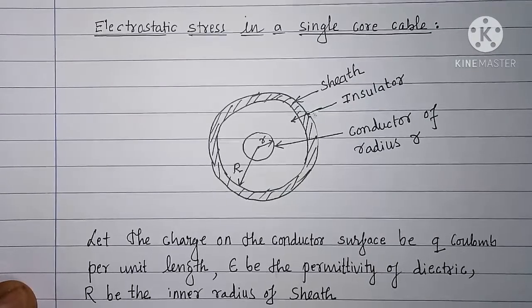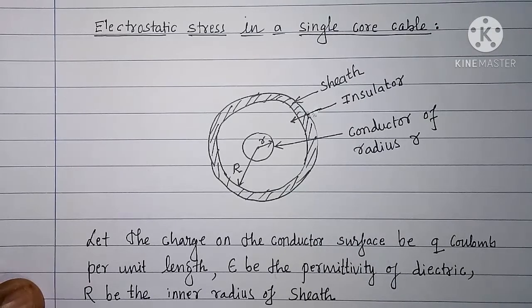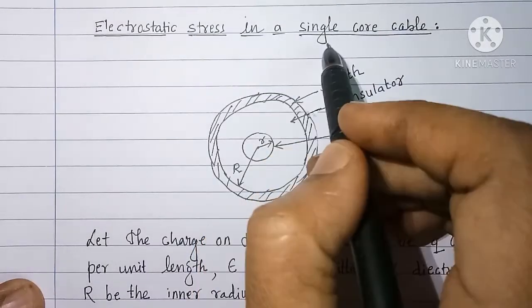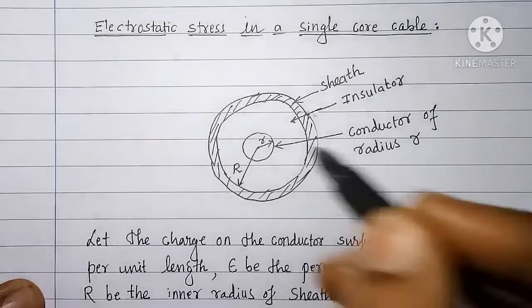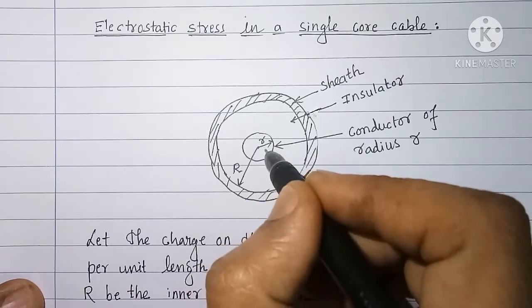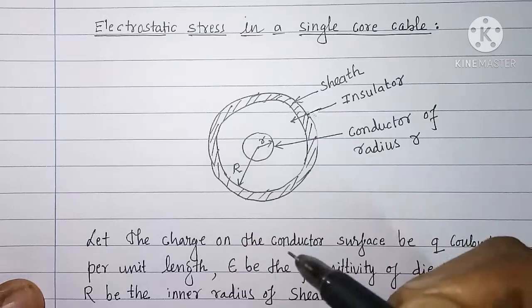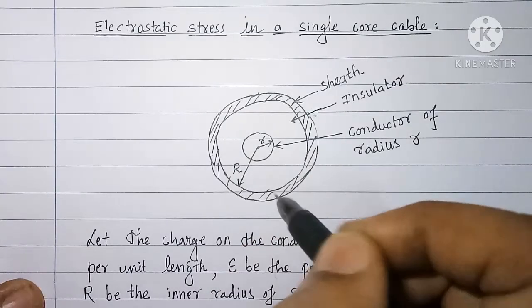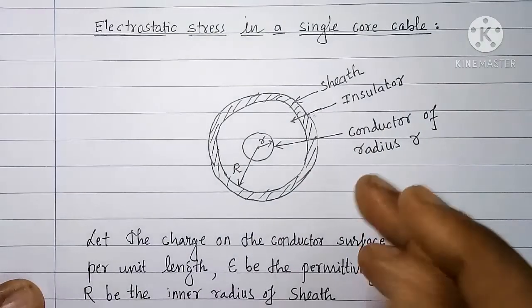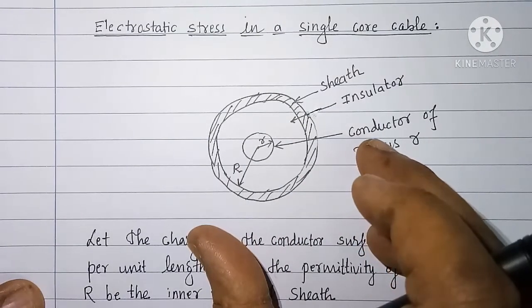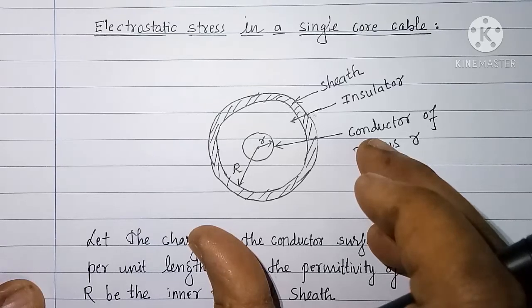Dear students, in today's class, let us have discussion on electrostatic stress in a single core cable. Single core cable means that there will be only one conductor inside the insulation. So to understand electrostatic stress in a single core cable, let us consider the constructional diagram of a single core cable.